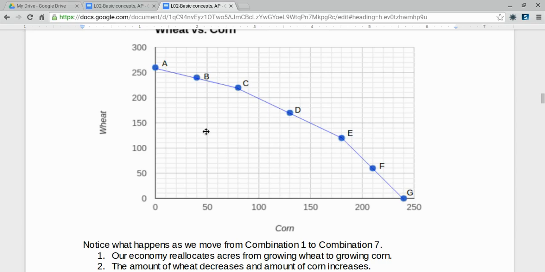Point E tells us that if we want to have 120 bushels of wheat, the most corn we can grow is 180. And if we want 180 bushels of corn, the most wheat we can grow is 120. Point G tells us that the economy can grow as much as 240 bushels of corn. But if you want 240 bushels of corn, you're not going to get any wheat.